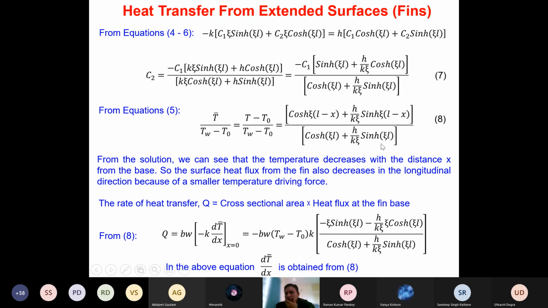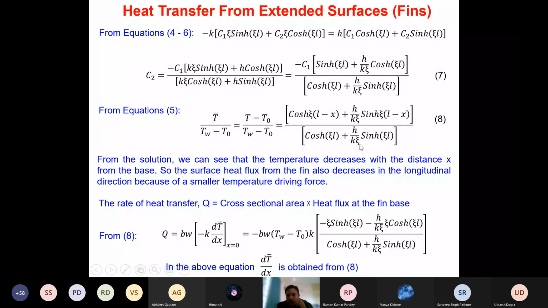Now this equation gives me what? This equation gives me how my temperature is going to vary along the longitudinal direction, isn't it? Correct. So if you put x equals to L, you will get some value, and if you put x equals to 0, you will get some value, and you can see that the temperature is going to decrease as you are moving from the base to the other end at x equals to L. Again, the heat flux is also decreasing along the longitudinal direction. All right. Is it clear to everyone?